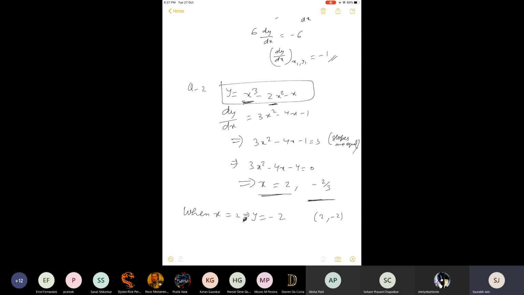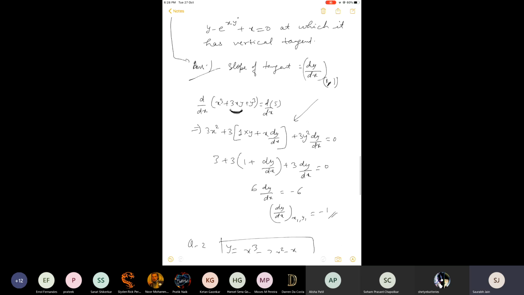Because the question is find the point on the curve at which the tangent is parallel to the line, that means there are 2 points at which the tangents we draw become parallel to this line. Another point, when you take x as minus 2 by 3 and put this x coordinate in the curve, you will get some y. That is not important, what exactly you will get. Check yourself later on. So this is the second point. Direct application of dy by dx. Now solve the third one.